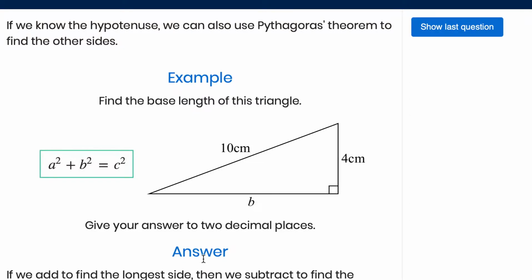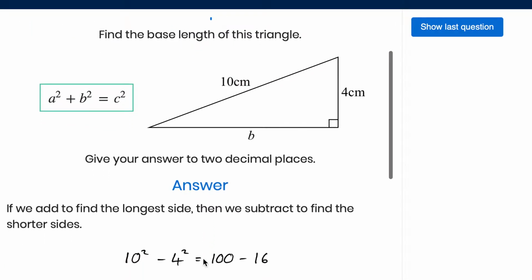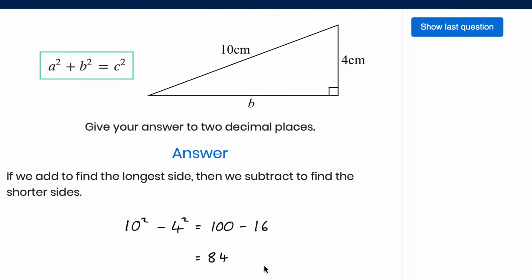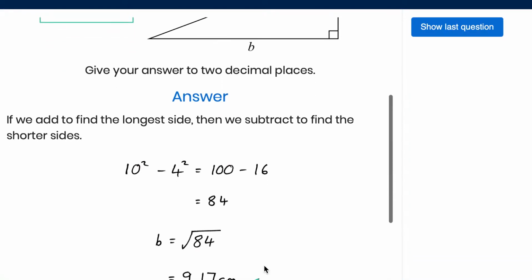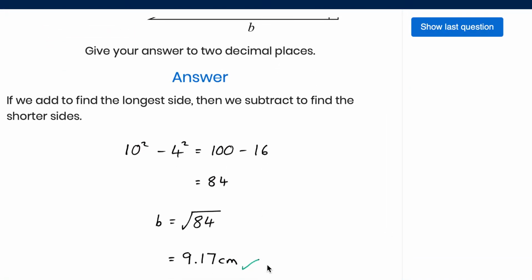Now, when using Pythagoras' theorem, if we add to find the longest side, then we must subtract to find the shorter sides. And to do this, we calculate 10 squared minus 4 squared to get 100 minus 16. And that's because 10 squared is 100 and 4 squared is 16. That comes to 84, and that is our b squared. And so to find b, we simply square root the 84, and that comes to 9.17 centimeters when entered into a calculator, correct to two decimal places.